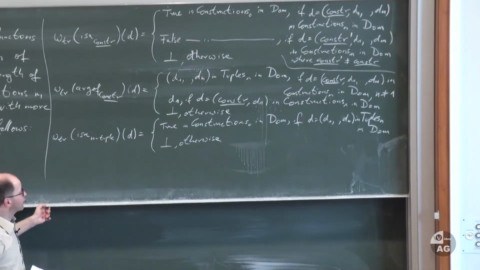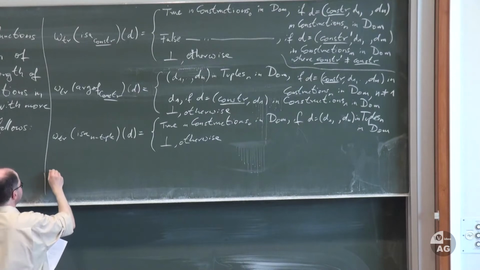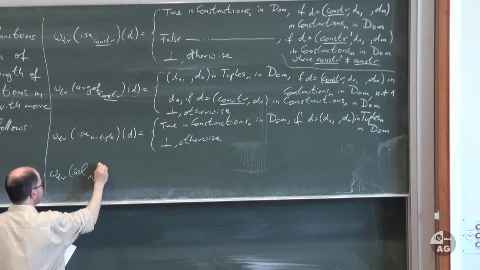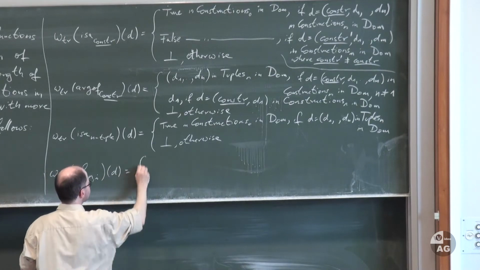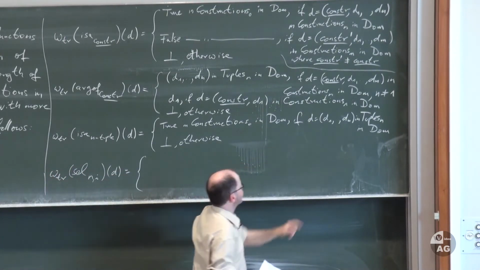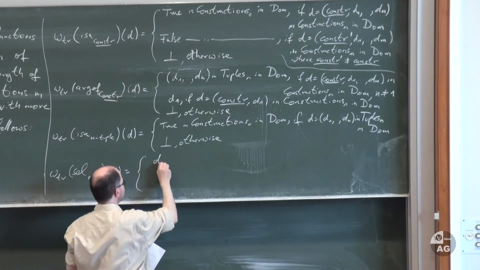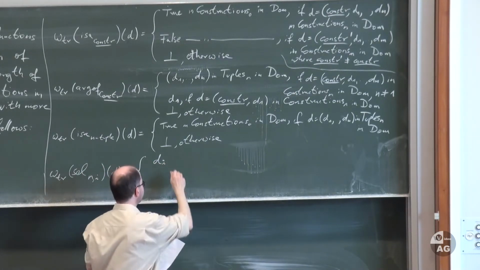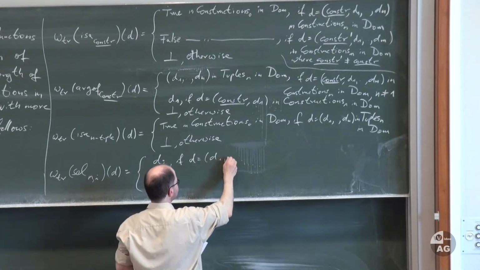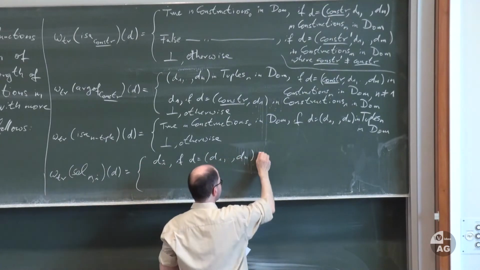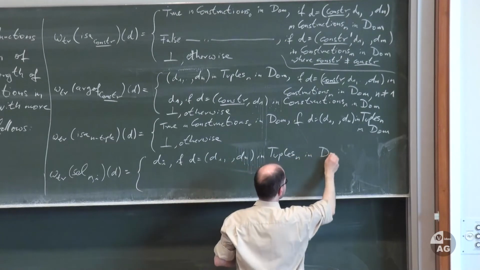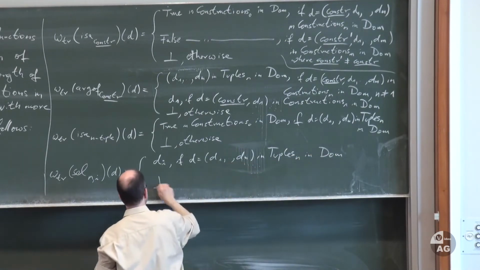And finally, the selection function also does what you would expect. So what's the semantics of sel n comma i? Well, if this thing has the form up there, then it gives you back the ith component. So it gives you back di if d has the form d1 to dn in tuples n in DOM, and otherwise it's undefined.